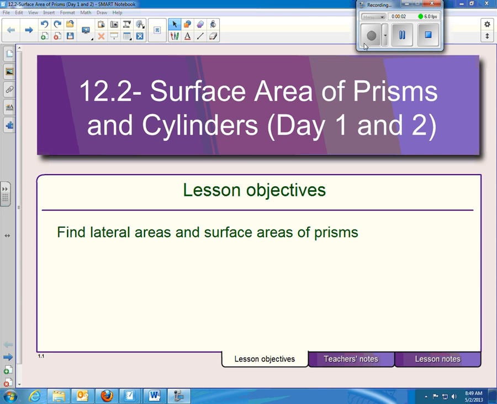Hey there, guys. We're going to start section 2 for chapter 12, and it's actually going to take us 3 days. Section 2 is on surface area of prisms and cylinders. We're going to spend 2 days on prisms and 1 day on cylinder.